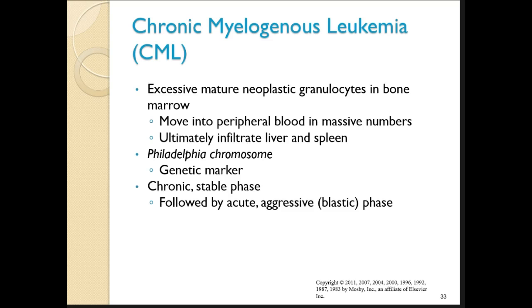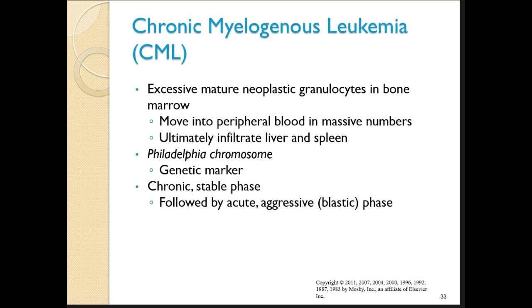The Philadelphia chromosome originates from a translocation between the BCR gene on chromosome 22 and the ABL gene on chromosome 9. The protein that is encoded by the newly created BCR-ABL gene on the Philadelphia chromosome interferes with normal cell cycle events, such as the regulation of cell proliferation.